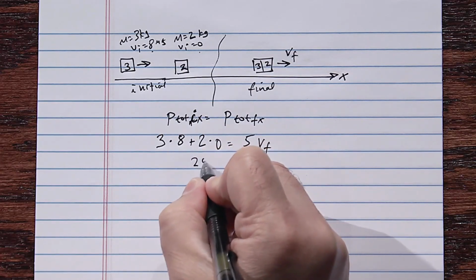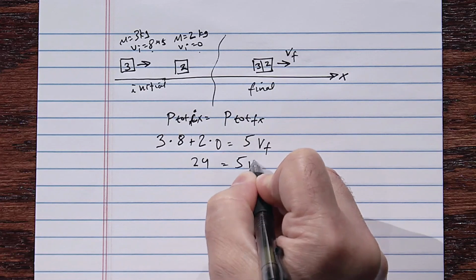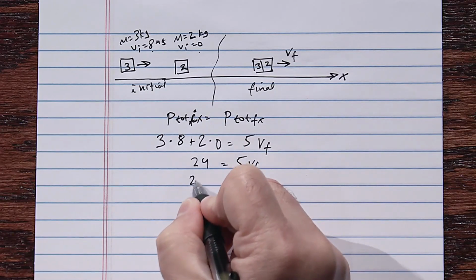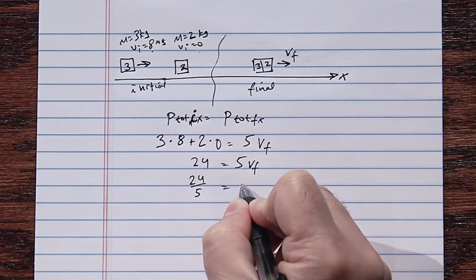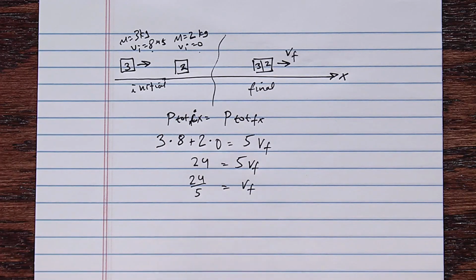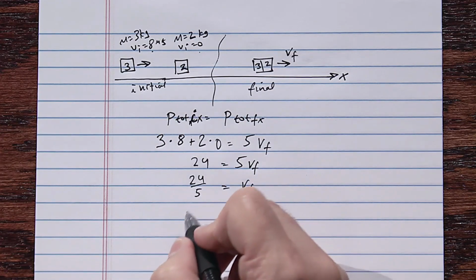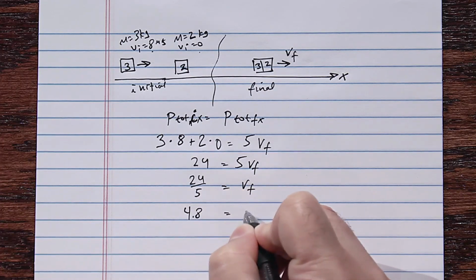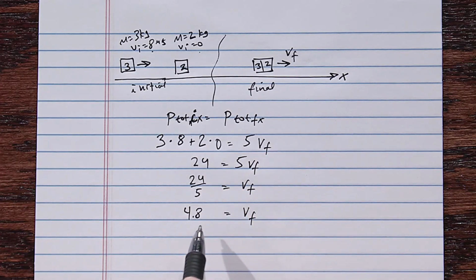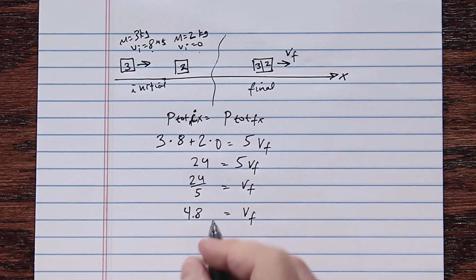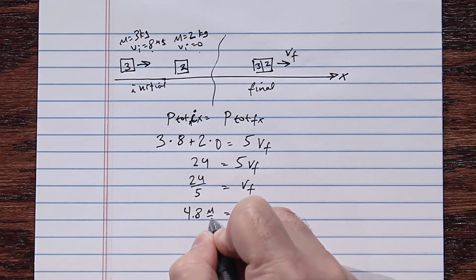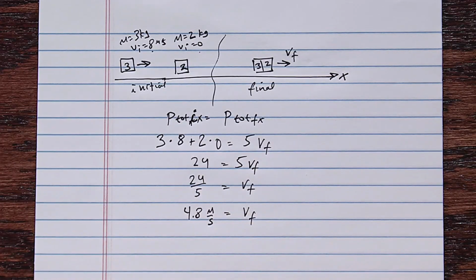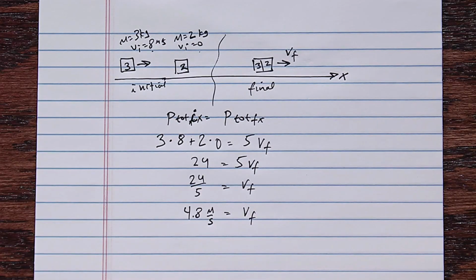3 times 8 is 24, which is equal to 5 V final, or 24 divided by 5 is equal to V final, and that would be 4.8 is equal to V final. And we're working in basic metric units, so we know that that must be 4.8 meters per second. So the answer to the question is, once these two objects collide and stick together, they're moving with a speed of 4.8 meters per second.